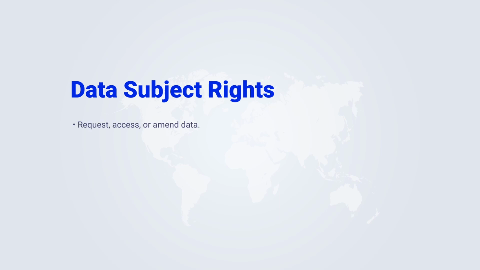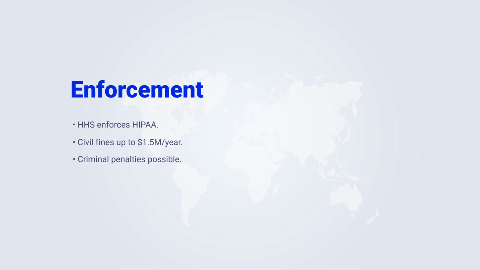Individuals can access or request amendments to their data, get a record of who's seen it, and file complaints if their rights are violated. HIPAA is enforced by the Department of Health and Human Services, specifically through the Office for Civil Rights. Civil penalties range from $100 to $50,000 per violation, with an annual maximum of $1.5 million for identical provisions. Criminal penalties apply in cases of willful misuse and may include fines up to $250,000 and imprisonment for up to 10 years, depending on the severity and intent of the violation.